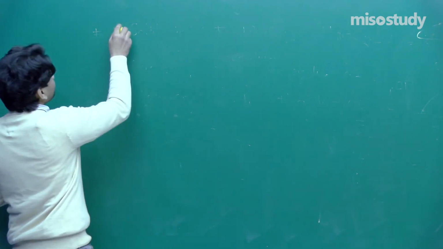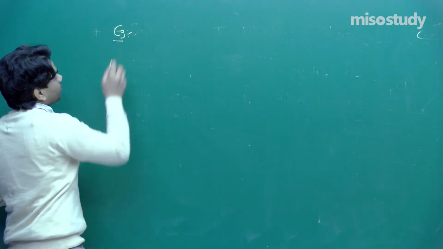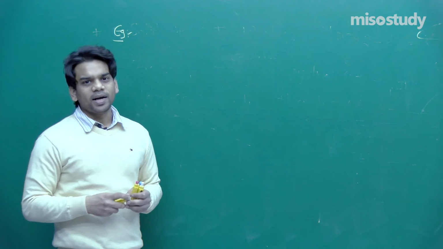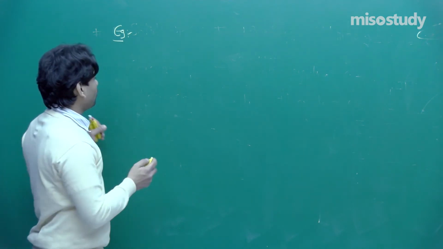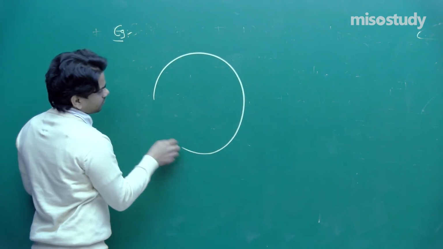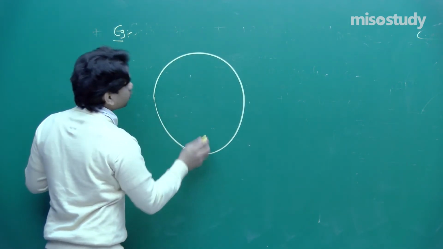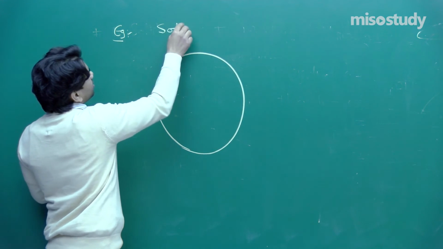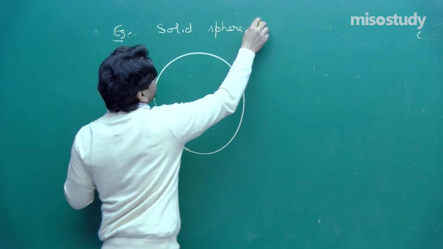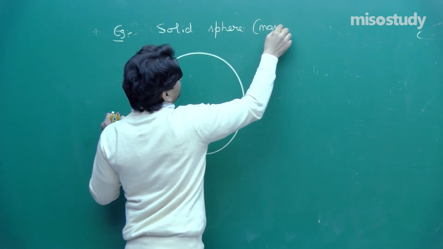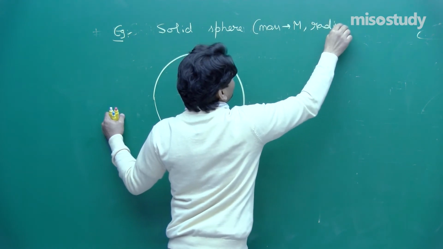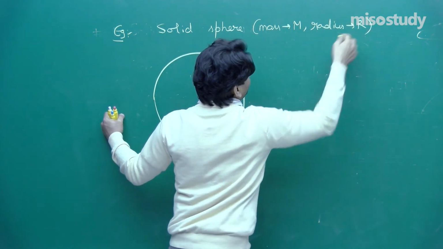The next question says that from a solid sphere we have taken out a part. And how have we taken it out? See, we have taken a solid sphere. Its mass is capital M and its radius is given as capital R.